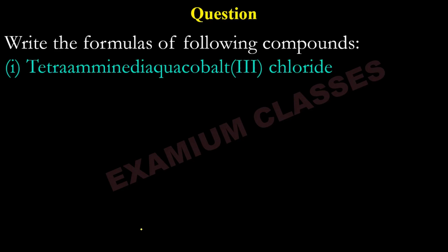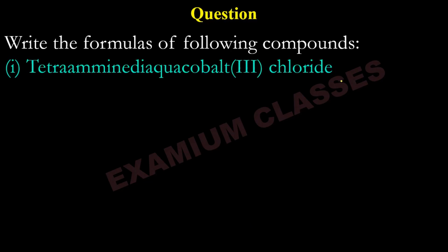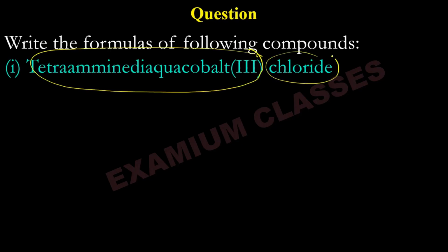In this question, you have to write the formula based on the IUPAC name. The IUPAC name given is tetraamminediaquacobalt(III) chloride. We know that in such cases, the cationic part will be written first. So the cationic part is here, this one. This is the complex, and this is the primary valence, chloride.